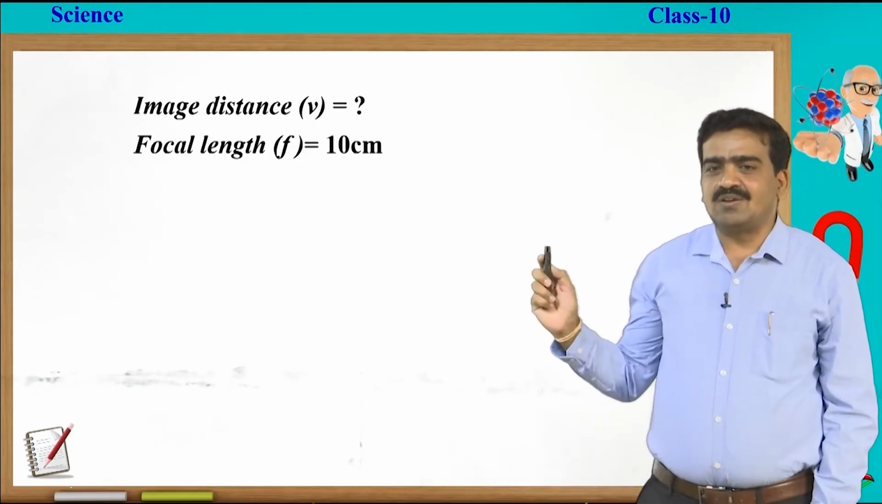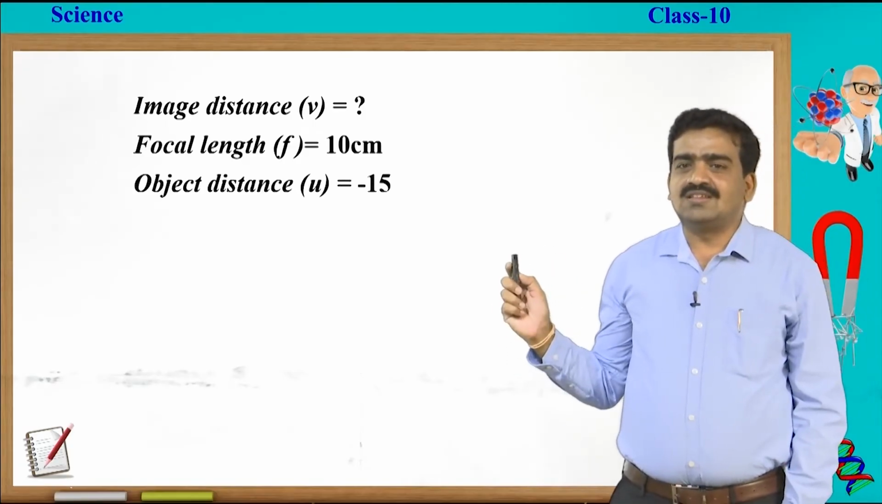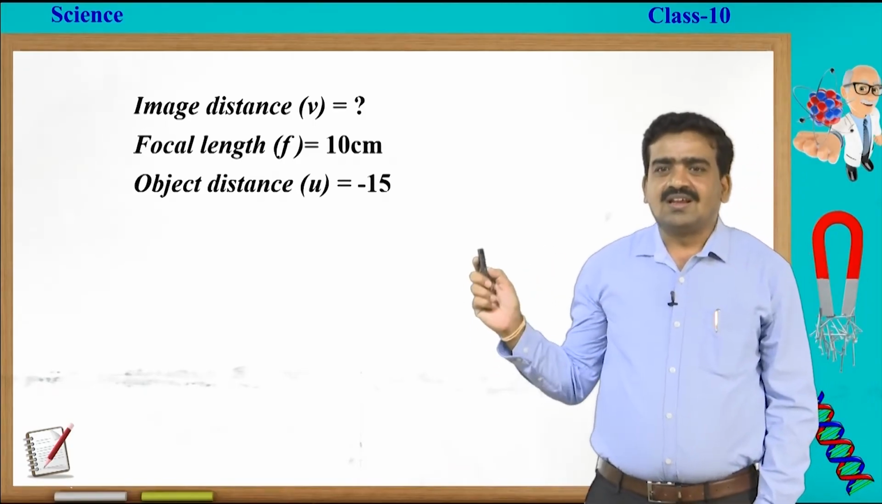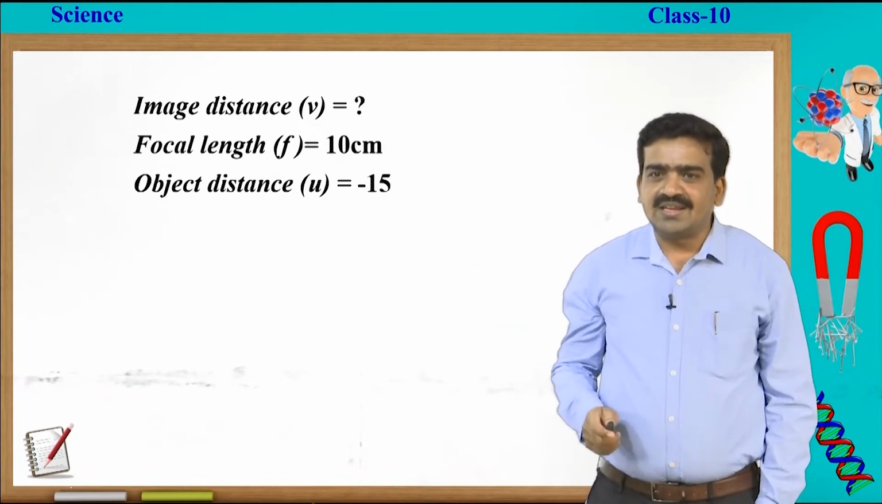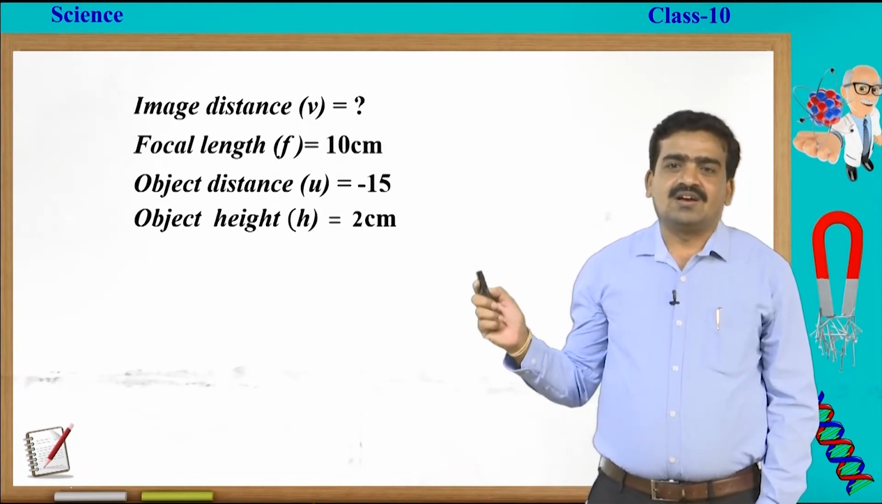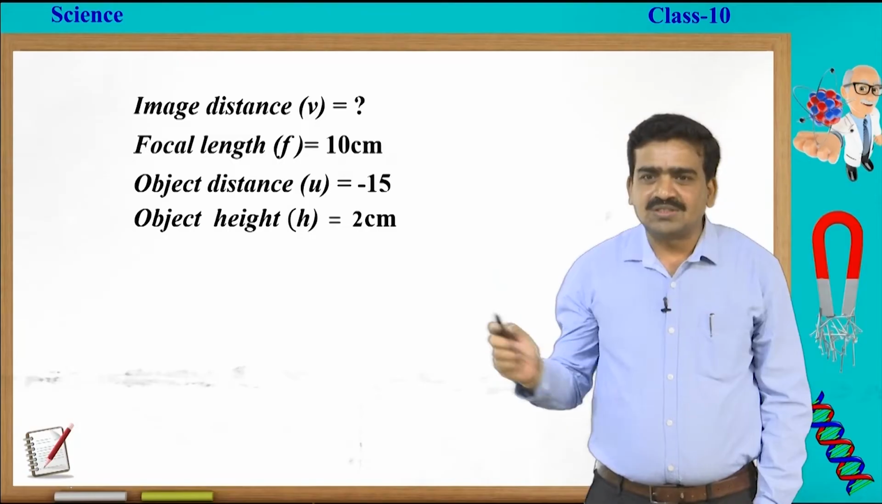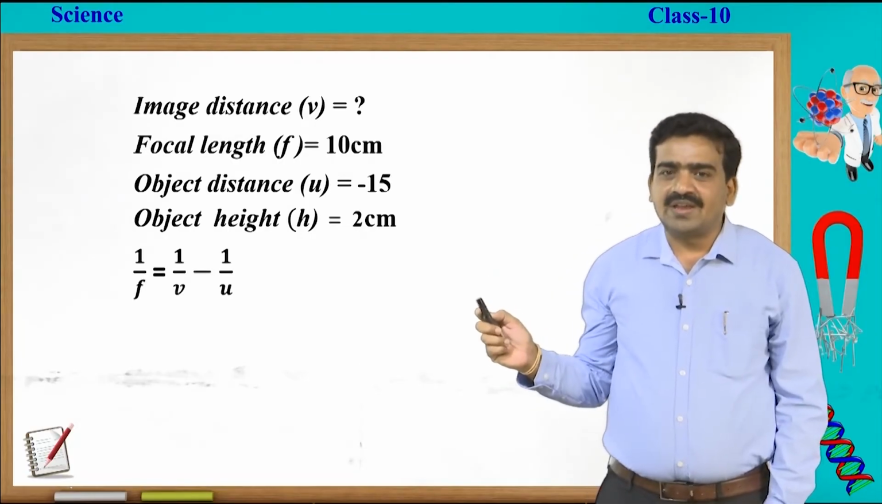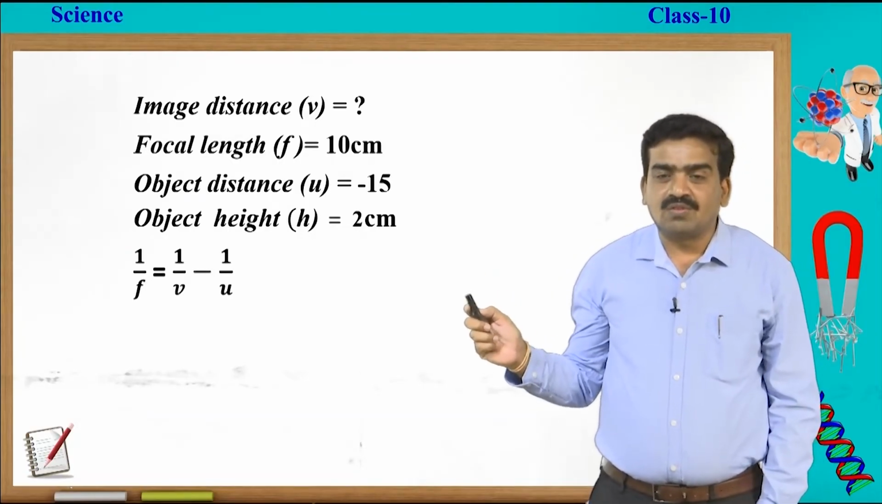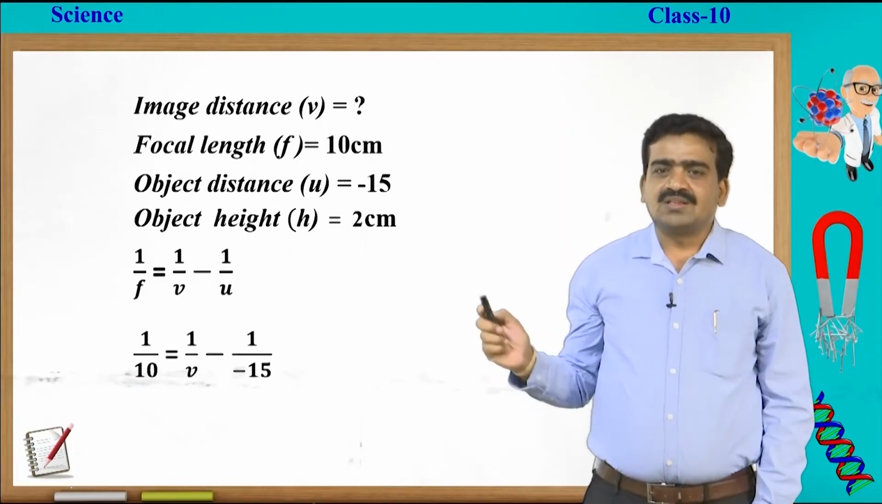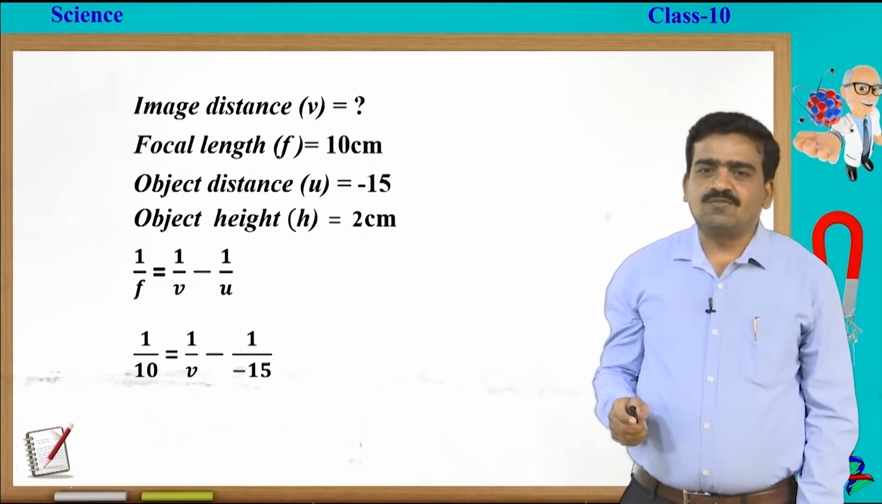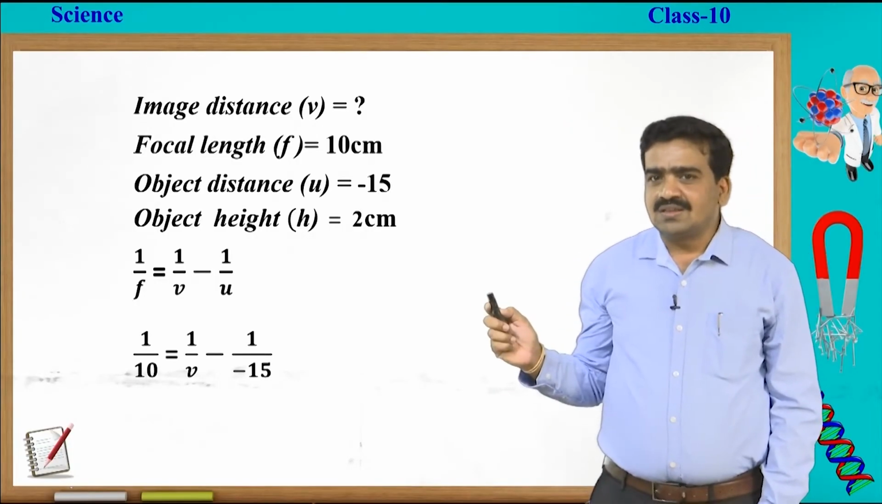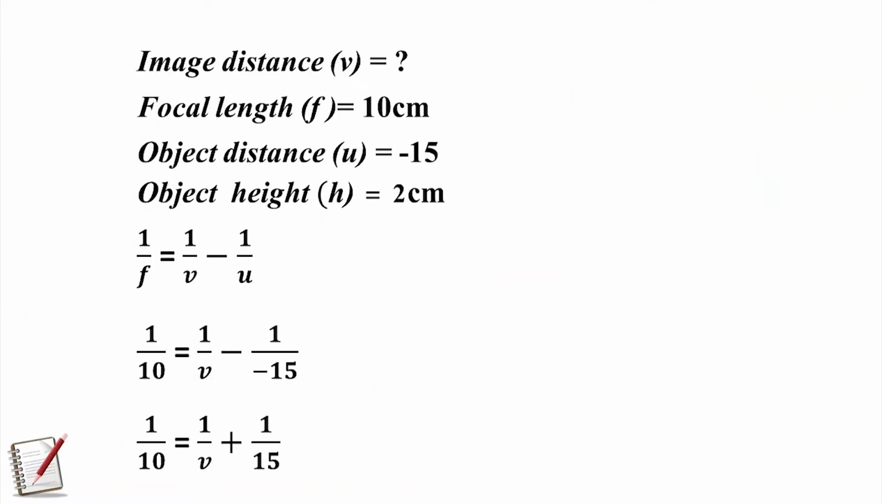Image distance we have to calculate. Focal length f is given as 10 centimeter. Object distance u is given as minus 15 centimeter. Then object height h is given as 2 centimeter. Then the formula we have is 1 over f is equal to 1 over v minus 1 over u. Substitute the values of f and u to get the value of v. So, we will get it like this.